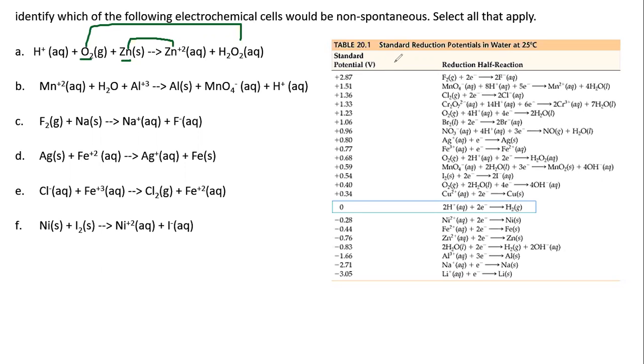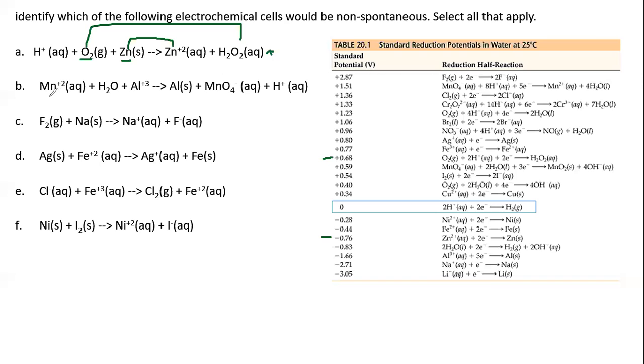So we look at the reduction potential table, and we see that O2 to H2O2 is this one, 0.68. And zinc 2 plus to zinc is negative 0.76. Since the reduction potential of oxygen is greater than that of zinc 2 plus, oxygen will be reduced. So this is a valid, spontaneous electrochemical cell. It wouldn't be non-spontaneous.